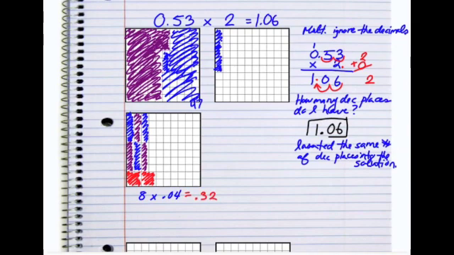If I use my algorithm, I can check my answer. So 0.04 times 8. 8 times 4 is 32. 8 times 0 is 0, plus 3 is 3. I have 2 decimal places in my problem, so I put 2 into my solution, and I have a final answer of 32 hundredths. Perfect. That's exactly what I wanted.